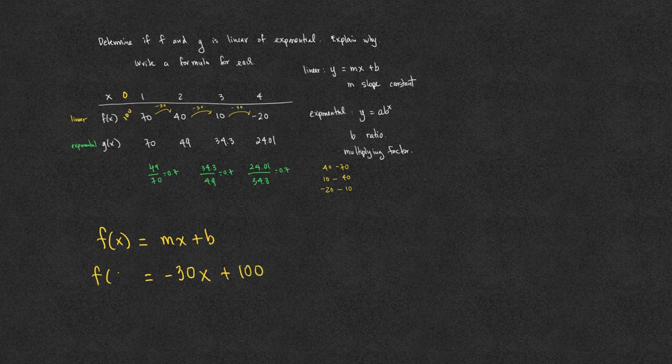And so this is the formula for the linear function. We can check that this works because if we were to plug in 1, f of 1 is negative 30 times 1 plus 100 is 70. F of 2, if we were to plug 2 into x, negative 30 times 2 is negative 60 plus 100 is 40, and so on. Next, for the function g of x, exponential of the form ab to the x. A is the initial value and b is the multiplying factor. We saw that the multiplying factor is 0.7.